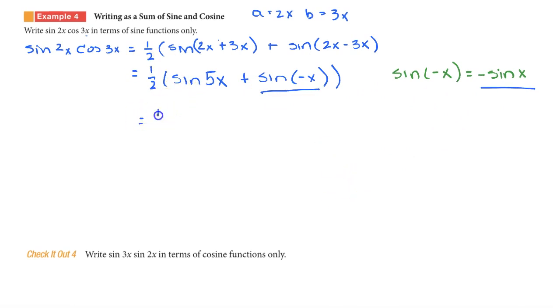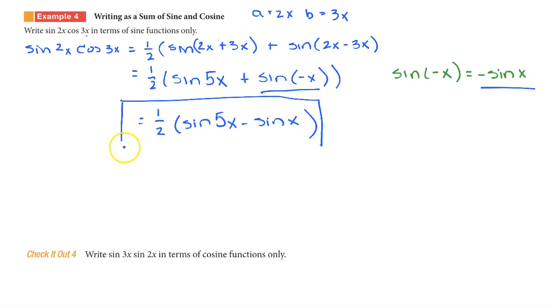So we get 1/2 sine of 5x minus sine of x. Okay? And that's where we stop, because these are two different values, so we cannot combine these two at this point. And this is our final answer.